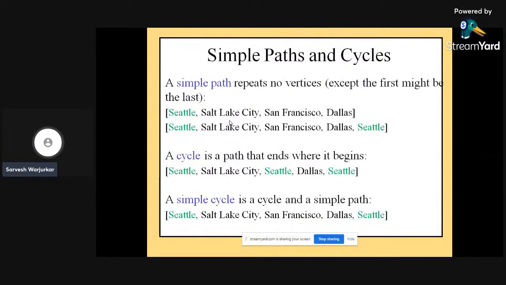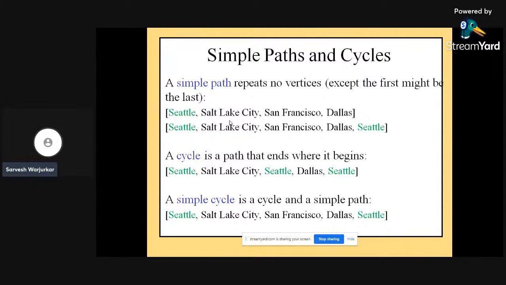A simple path and simple cycle repeat no vertices, except the first might be the last. It can be any different path. I can say like Seattle, Salt Lake City, San Francisco, Dallas. That is one path that starts from Seattle and ends at Dallas. Again, a second path may be there if I want to visit that city again.